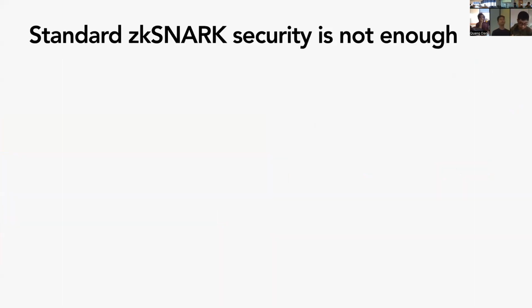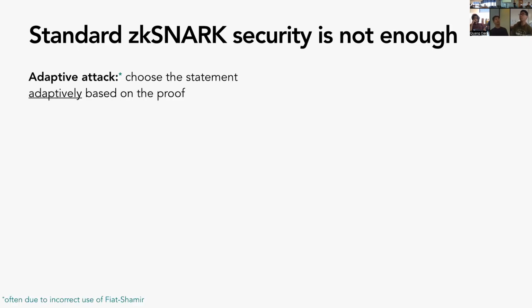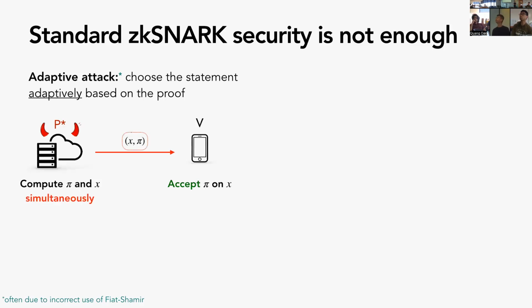So, as zkSNARKs are getting deployed in practice, it is crucial to understand whether they can withstand all attacks that are possible in practice. And it turns out there are two classes of attack which are not captured by the standard zkSNARK security measure. The first are adaptive attacks. In these attacks, we have the prover that can compute the statements and the proofs simultaneously. And thereby, it may be possible to make the verifier accept a statement that is false or accept a statement for which it doesn't know the witness.